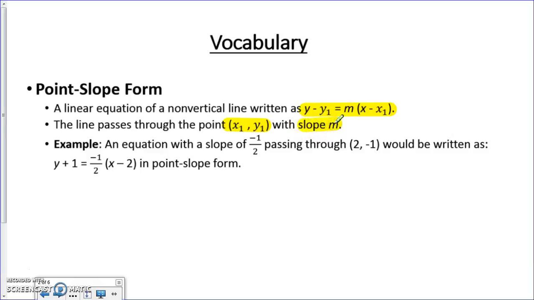An example, an equation with a slope of -1/2 passing through 2, -1 would be written as y plus 1 equals -1/2 times x minus 2 in point-slope form. And we'll see a little bit more of that later on.